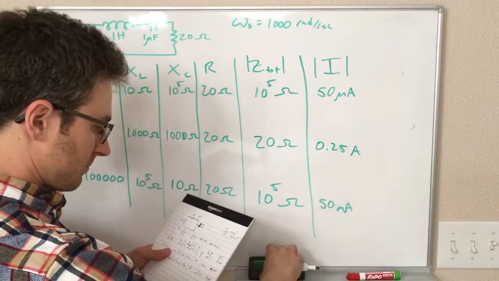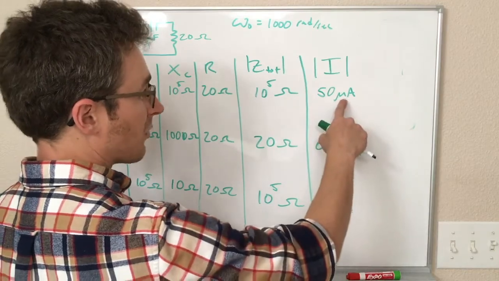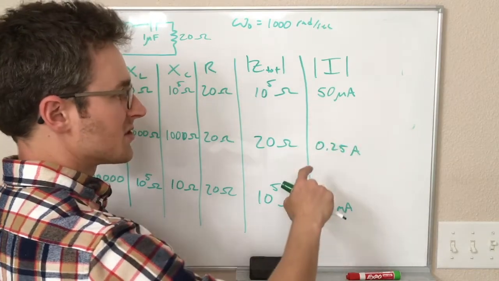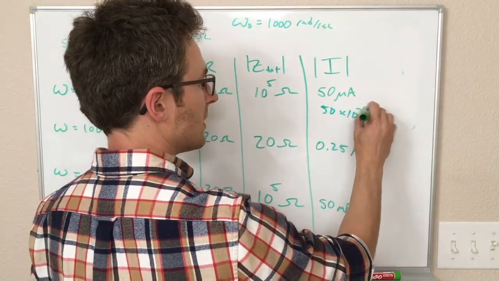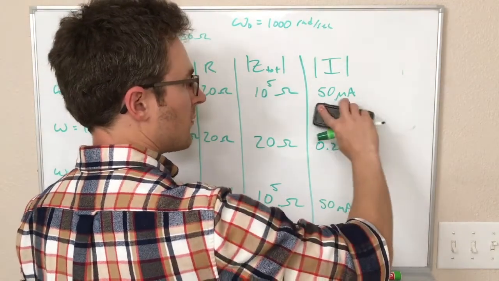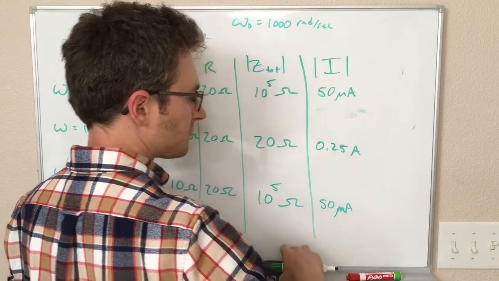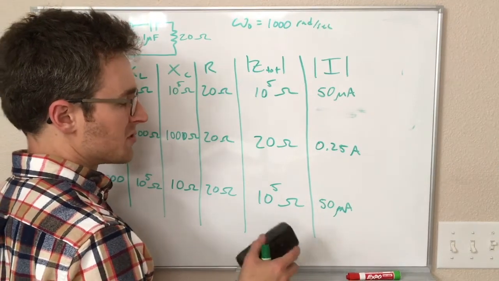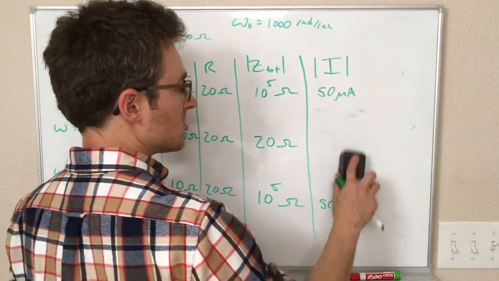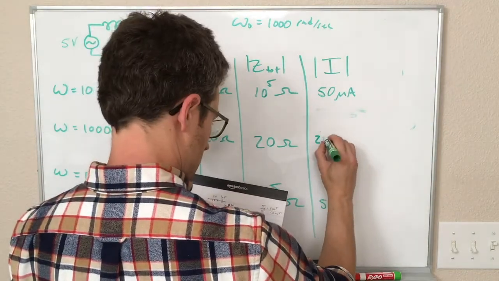Oh, sorry. Strike that. This is microamps. I don't know how far back I was saying it wrong. This is 50 microamps. This is 50 times 10 to the minus sixth, right? And this is also 50 microamps. And so if we put this 0.25 amps in terms of microamps, that is 250,000 microamps.